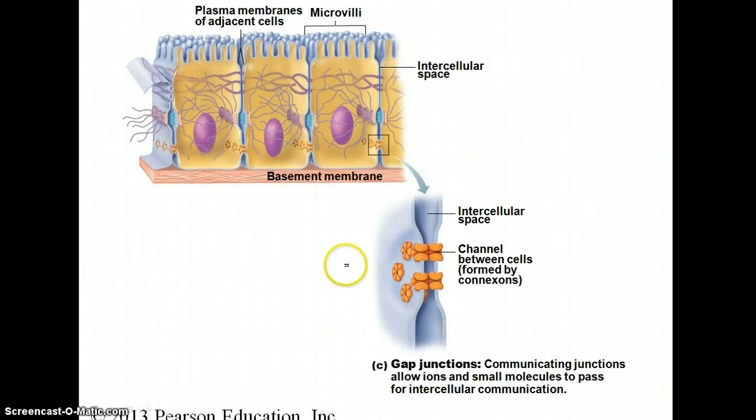So the very bottom one shows the gap junctions. So as you can see, here we have the plasma membranes. This is the intercellular space, so they are not physically touching. And these are going to be the connexons. They form little channels in between the cells. So you can actually have material going from this cell, into this cell, into this cell, into this cell.